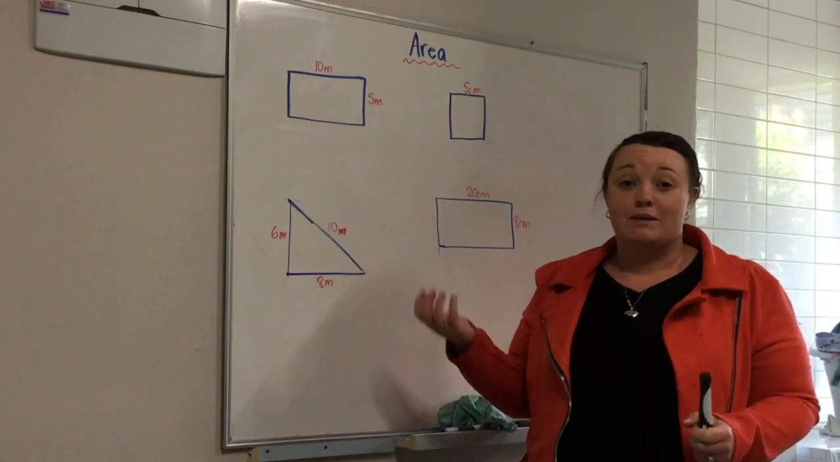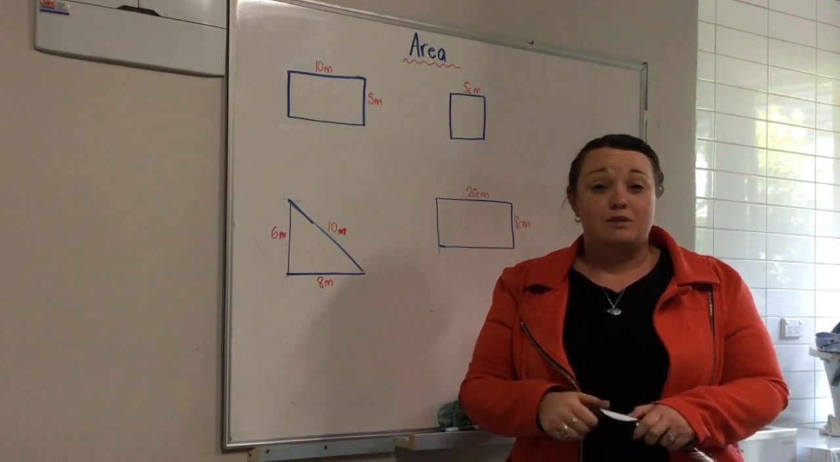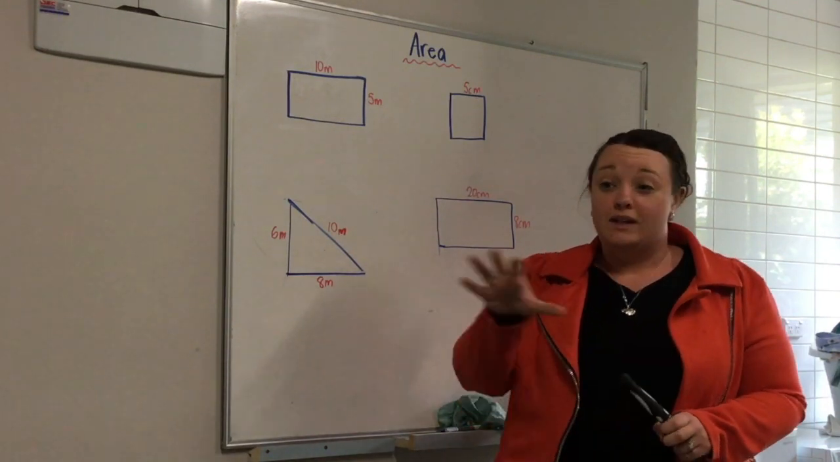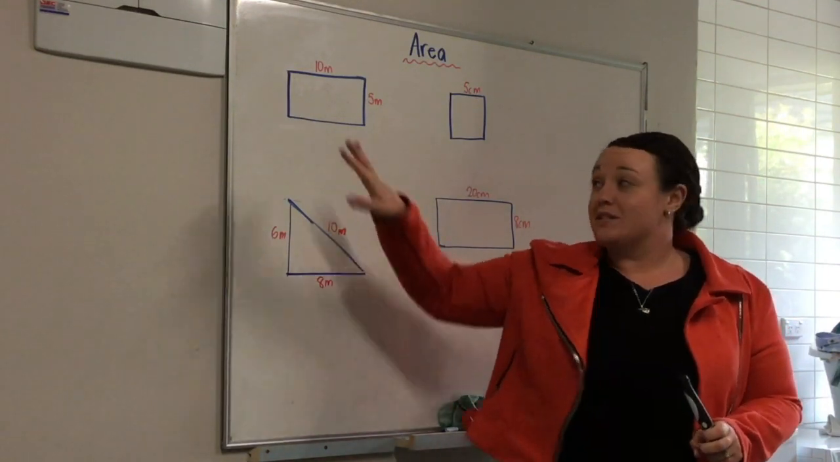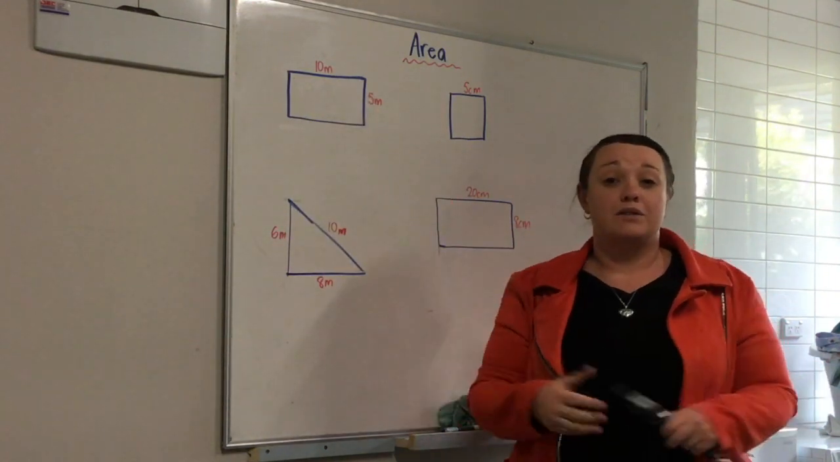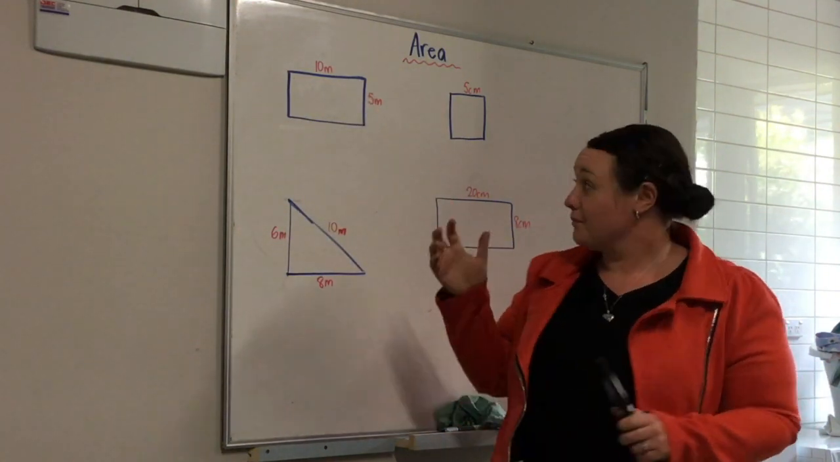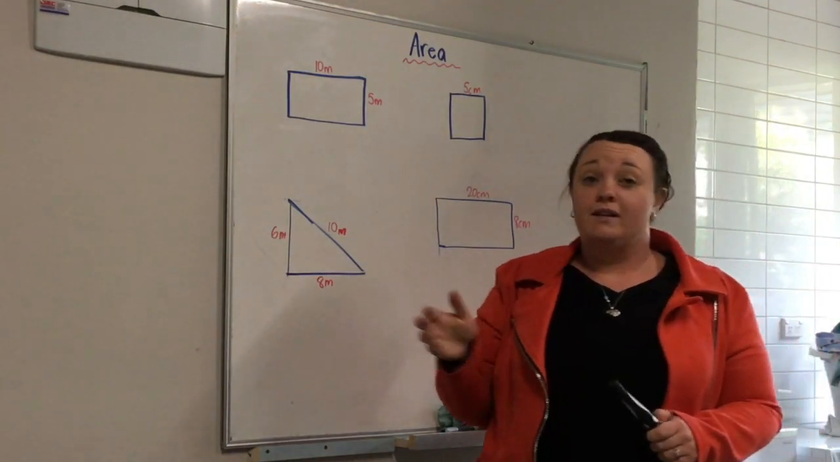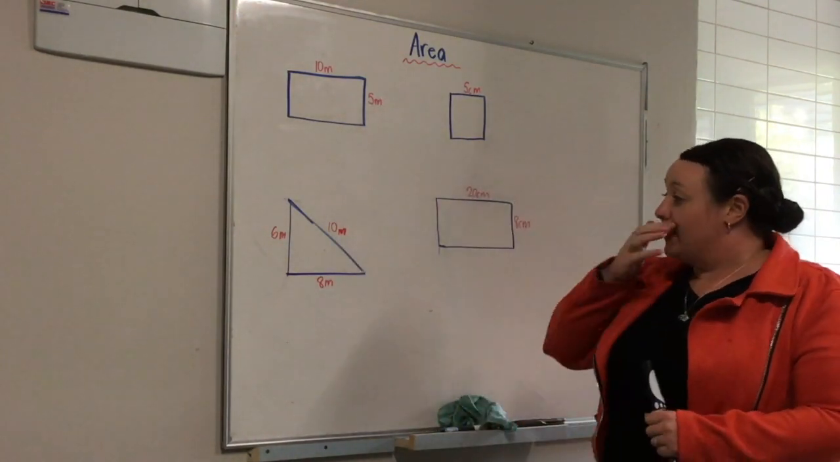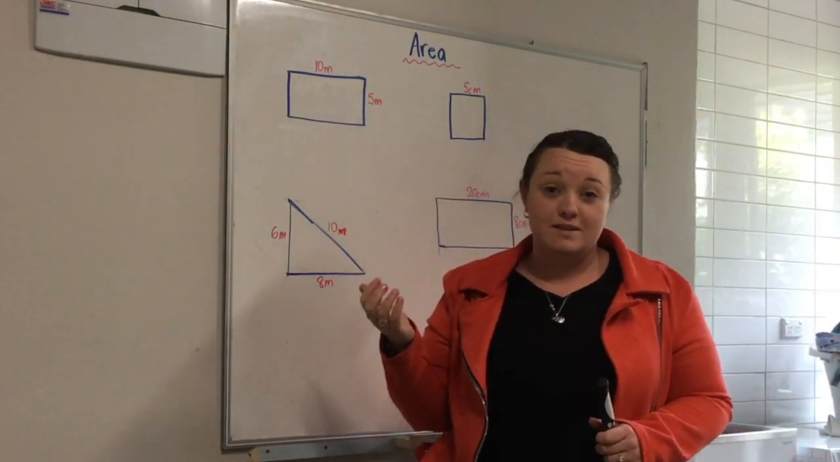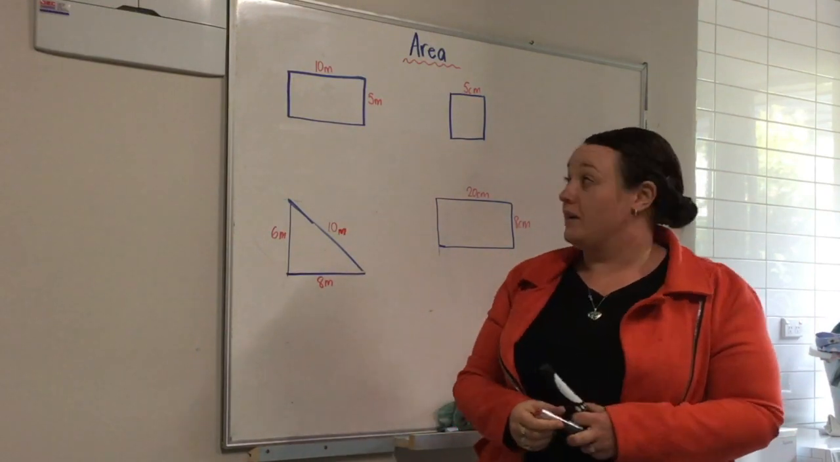Another example could be in the playground. If we wanted to know how much wood chips we needed to get, we need to know the area, the space in the middle of the playground, in order to know how much wood chips to order. So when we're doing area, we're given some measurements and we've got to work out what the area is.